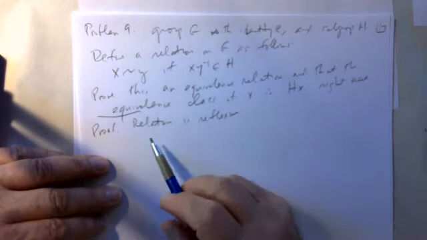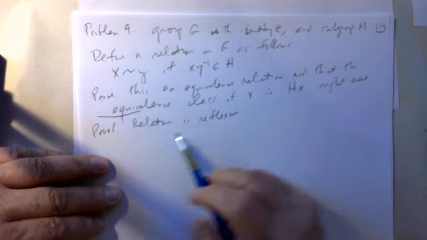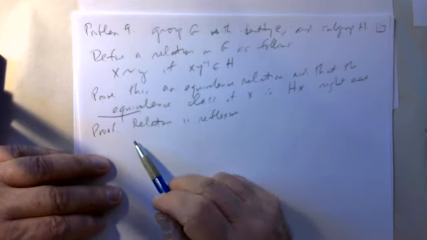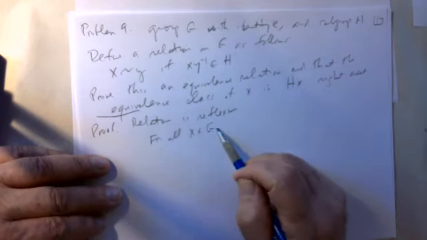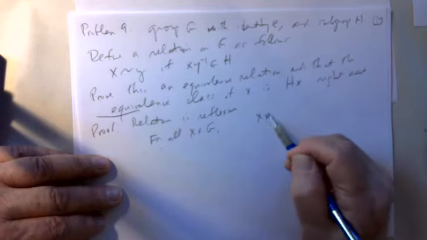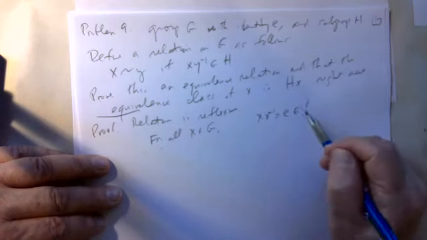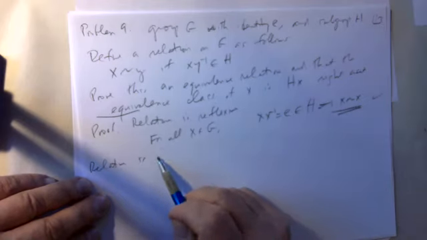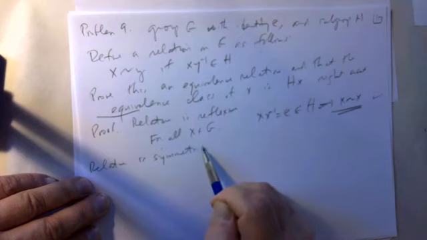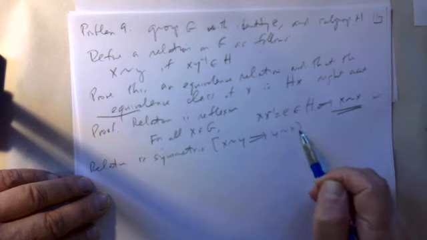Well, for all X in the group, XX inverse is the identity, which belongs to H. So X is related to X. Every element is related to itself, so it's reflexive. Suppose the relation is symmetric. What does this mean? It means that if X is related to Y, then Y is related to X. That's what we have to prove.